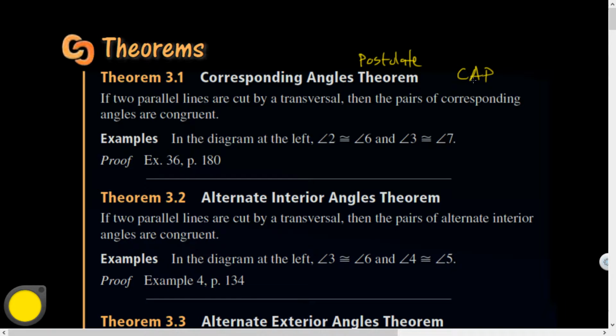reasons for my proofs. It says this: if two parallel lines are cut by a transversal, then their pairs of corresponding angles are congruent. So let's see.